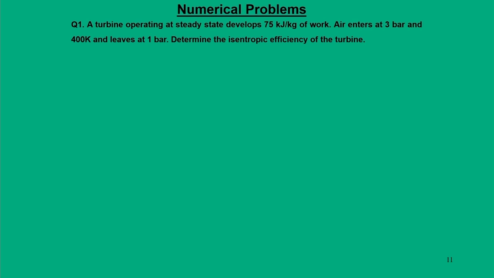Now, we are going to discuss some of the numerical problems. The first problem is based on a turbine which operates at steady state and develops 75 kilojoule of work. This turbine is used in, maybe you can say, a gas turbine power plant system, in which air enters at 3 bar and 400 Kelvin and leaves at 1 bar. So, basically your working fluid is air.